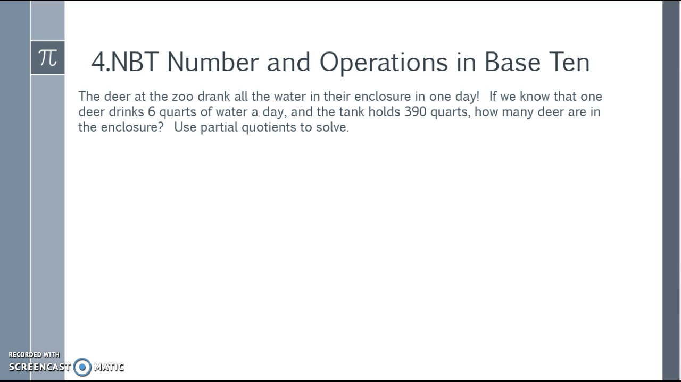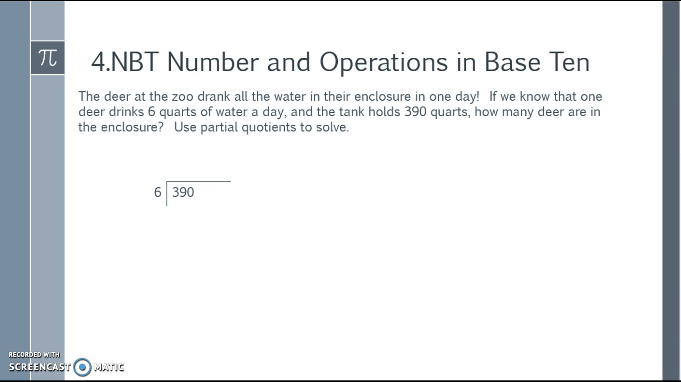If we know the deer at the zoo drank all the water in their enclosure in one day. If we know that one deer drinks 6 quarts of water a day and the tank holds 390 quarts, how many deer are in the enclosure? Use partial quotients to solve. So I'm going to set this up just like a regular long division, but I'm going to do it a little differently than we're used to.